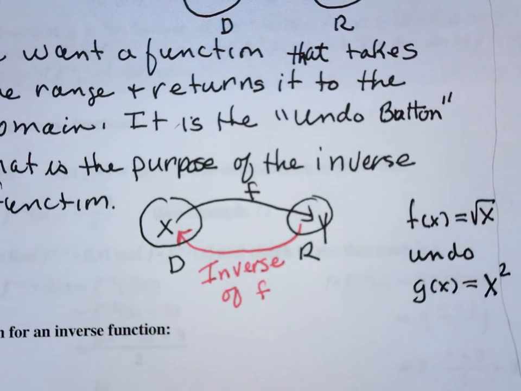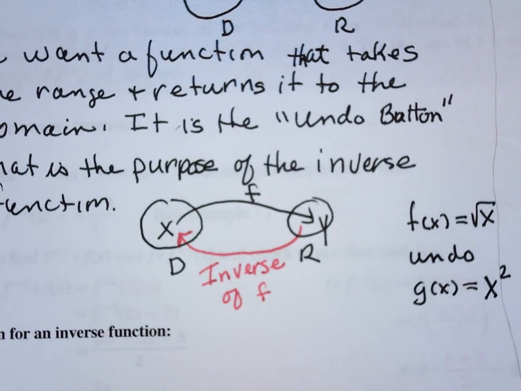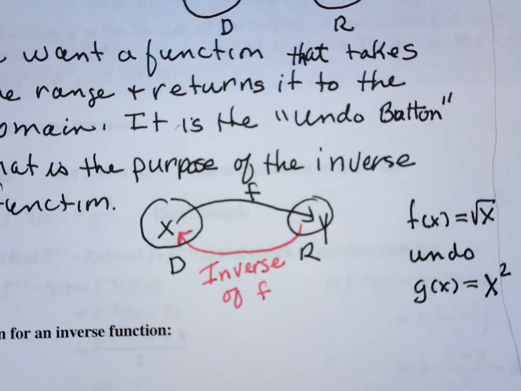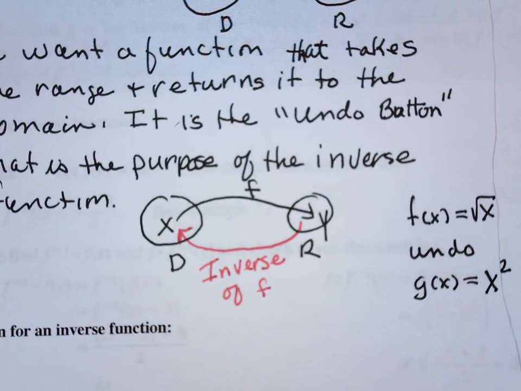Now, inverses are kind of interesting because I don't look at square root of x and x squared as being inverses of each other until I have to say, well, in order to undo a square root, you need to use a square. But even then, I don't think I'm using the inverse because that's how I've always done it. But that's the purpose.